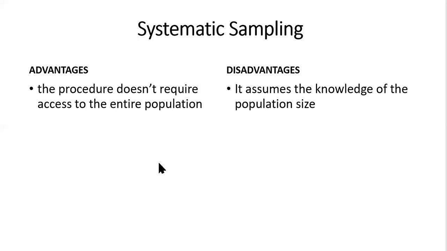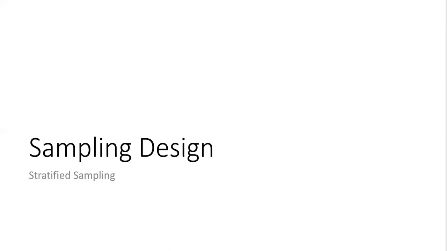Okay, systematic sampling has its advantages. The procedure doesn't require access to the entire population, but it also has its disadvantages, such as it assumes knowledge of the population size. So that's systematic sampling. In the next video, we're going to go over stratified sampling.